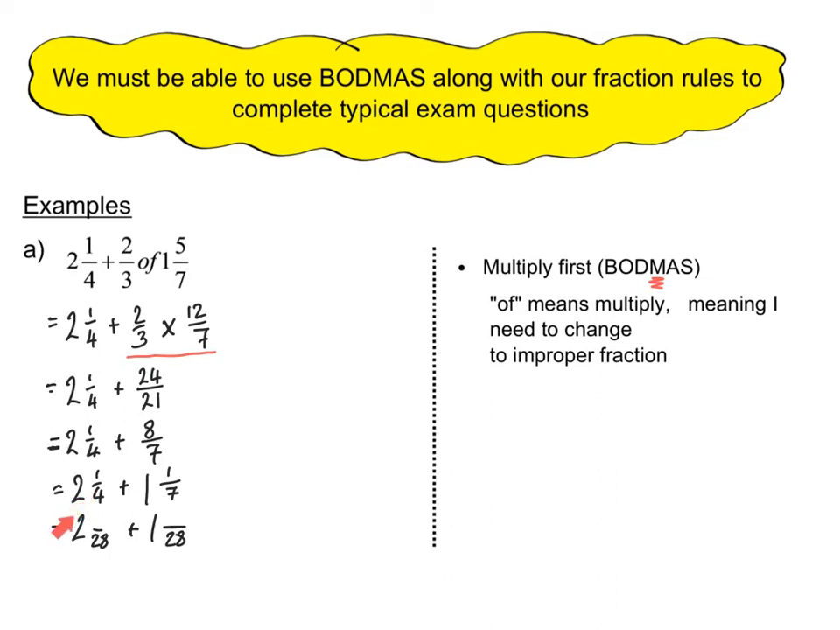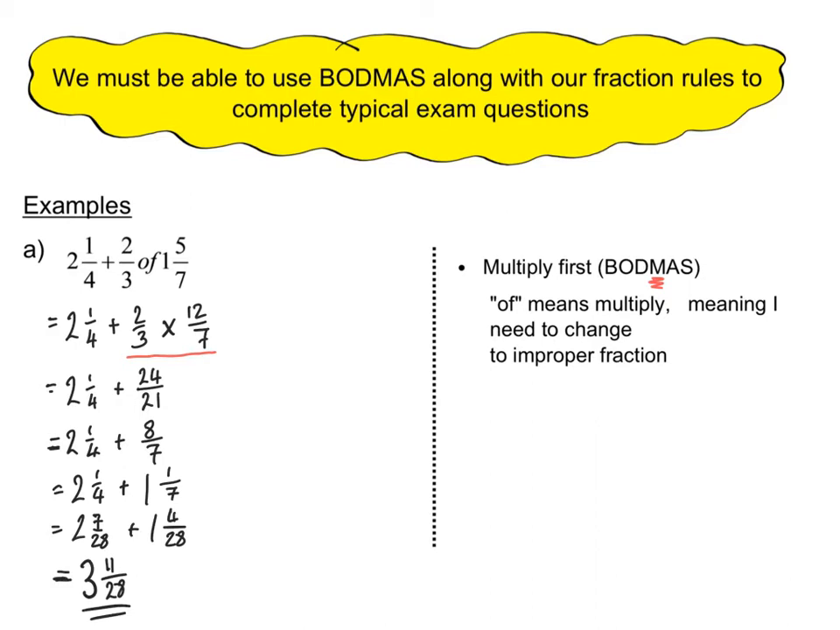4 multiplied by what gives me 28, so I need to multiply the bottom by 7, so multiply the top by 7, so it gives us 7 at the top here. And I need to multiply the bottom here by 4, so multiply the top by 4. So that's 4 up at the top. And then I can simply add those together. So 2 plus 1 is 3, 7 plus 4 is 11, so I end up with 3 and 11/28. And that's a typical exam question.